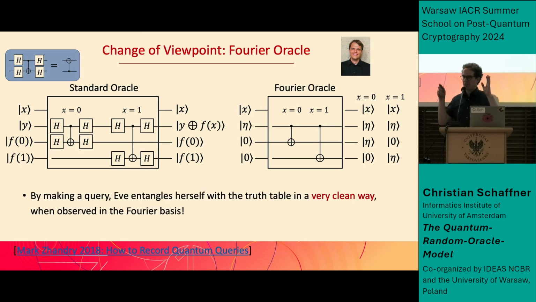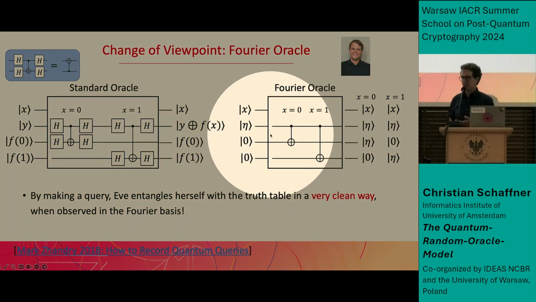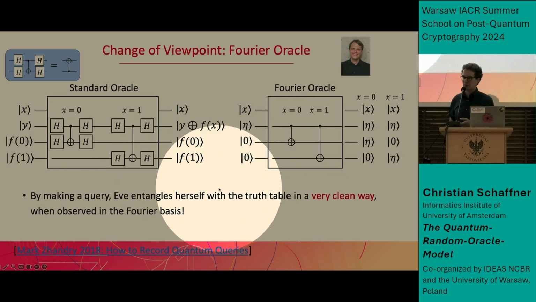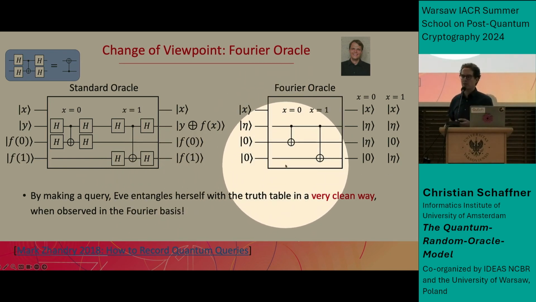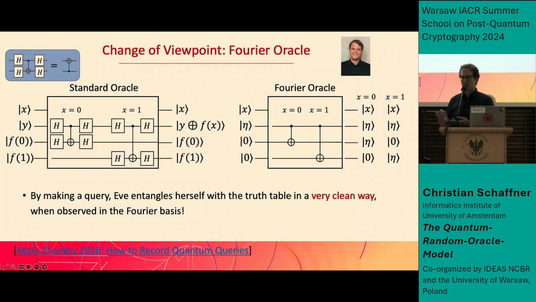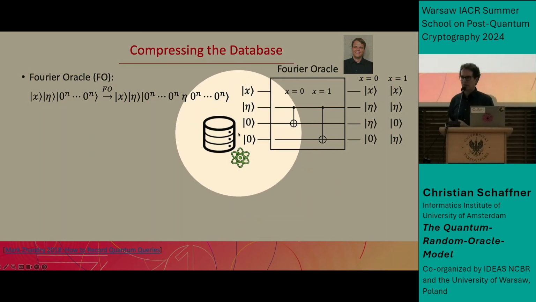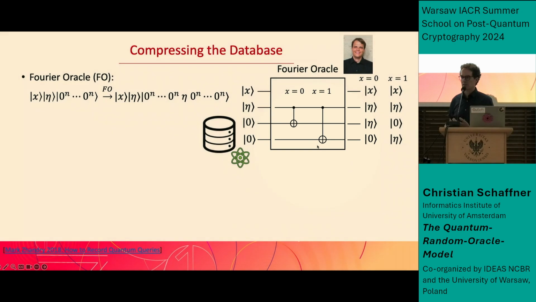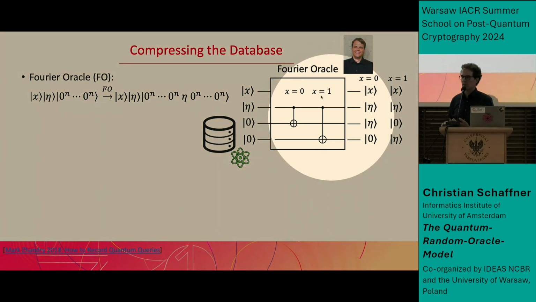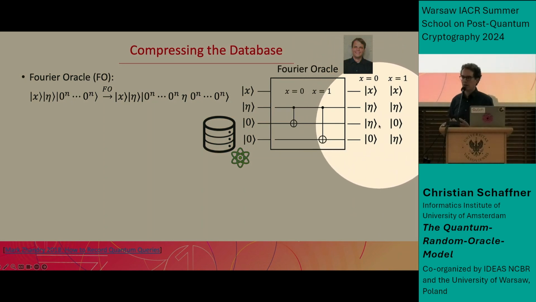So what that means on a very high level is that now, seen from that basis, the attacker, or Eve, or whoever does this query, entangles herself with the truth table, and she's doing that in a very clean way. So if you look at it from the right point of view, you all of a sudden see that an attacker is writing something into these purifying registers, and we end up, well, Mark suggested to call this thing a database. So what actually happens when you look at evaluating this function in this basis is that you have these database states, and when you make a query, you actually write some values into this database. In particular, for instance, if you have x equal to 0, this eta value here will end up on this register. If x is 1, then this eta will end up here.